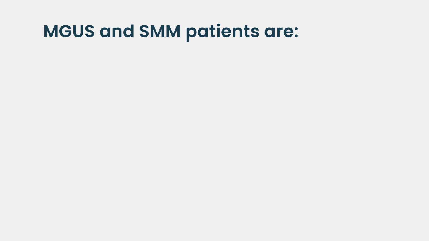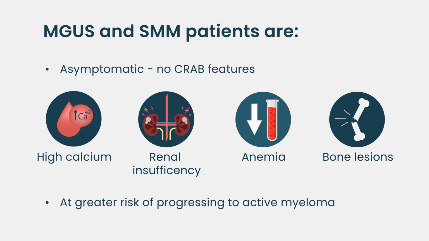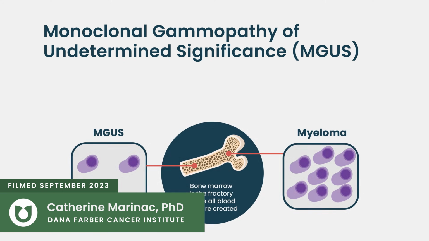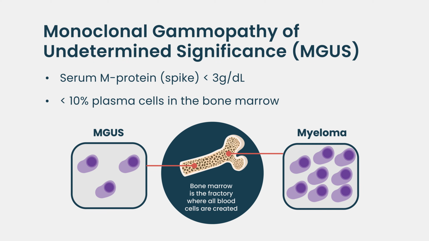Patients with these precursor conditions are asymptomatic and have a higher than average lifetime risk of progressing to overt multiple myeloma. And they're characterized based on a continuum. So MGUS is the earliest stage, which is typically characterized as a patient having less than 3 grams per deciliter of an M spike and less than 10% plasma cells or cancer cells in the bone marrow.